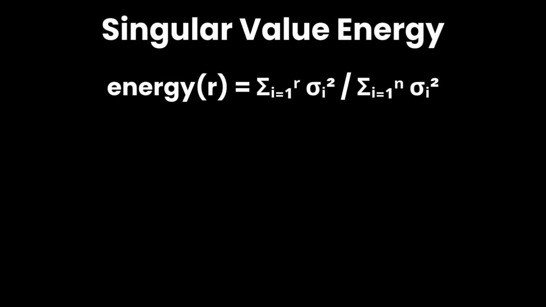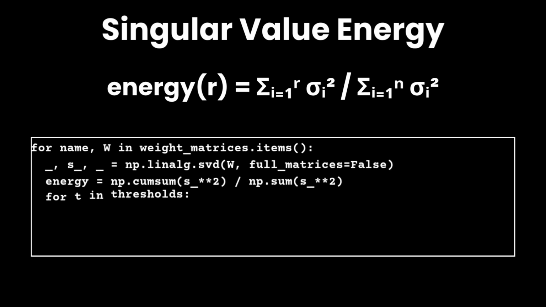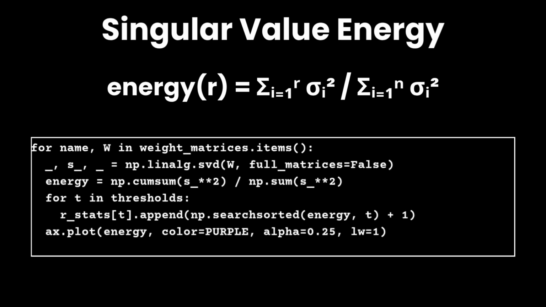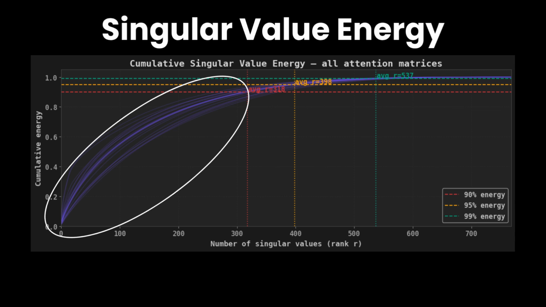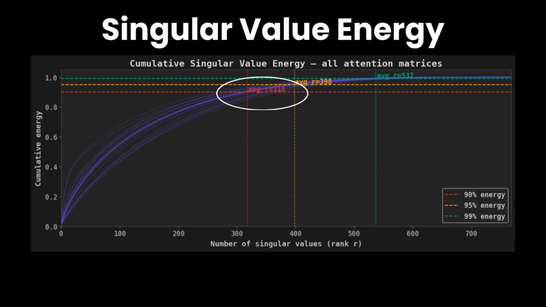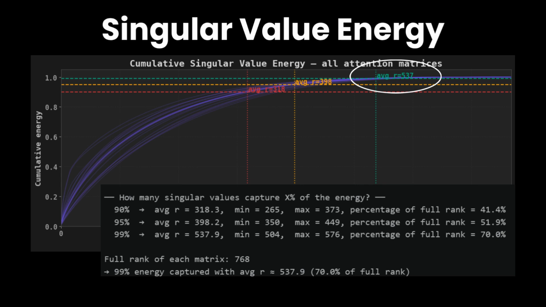The singular value energy is calculated by dividing the cumulative sum of squares of singular values by the sum of squares of all singular values. When we plot this cumulative singular value energy for all 24 weight matrices, we can see how much the initial singular values contribute towards the energy. We then plot the average rank for 90, 95, and 99% of the energy. We can see that 90% of the original energy can be retained by using just 41% of singular values, 95% using 52%, and 99% using 70% of the singular values.